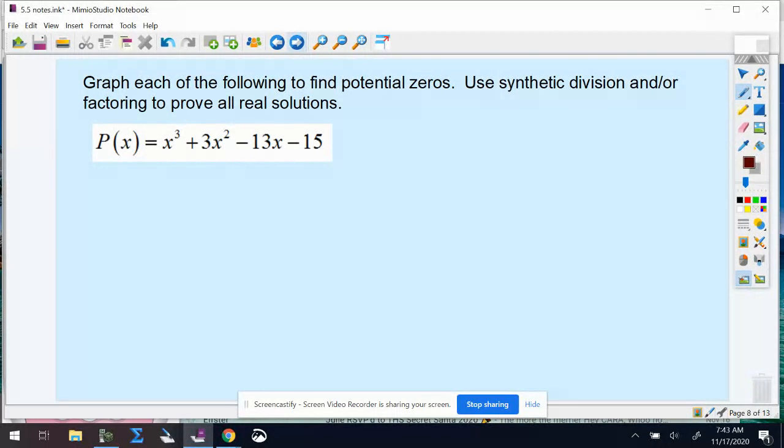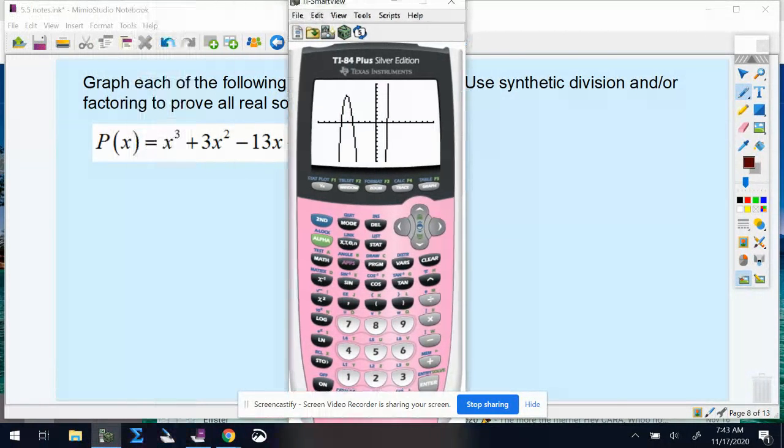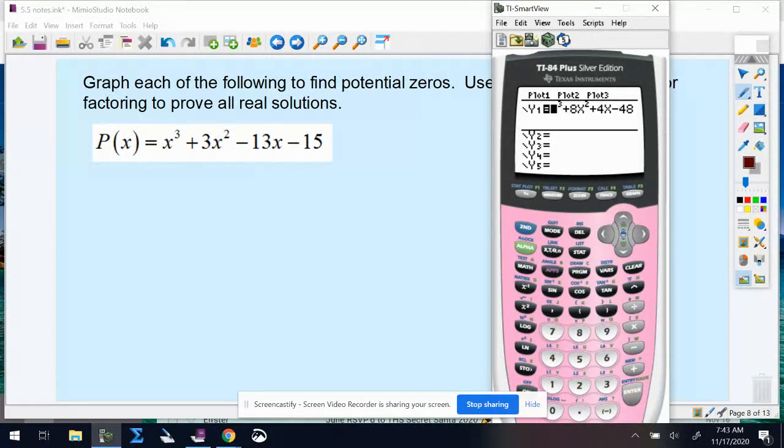Well, the nice thing is, prior to the age of graphing calculators, you had to do a lot of guesswork and try a lot of solutions, and it took a really long time. But graphing calculators have really streamlined the work. So if you have something like this, you're going to graph it on your calculator first to get that starting picture. So we're going to put in x to the third, plus 3x squared, minus 13x, minus 15.